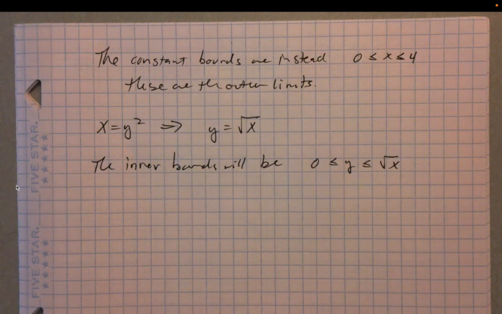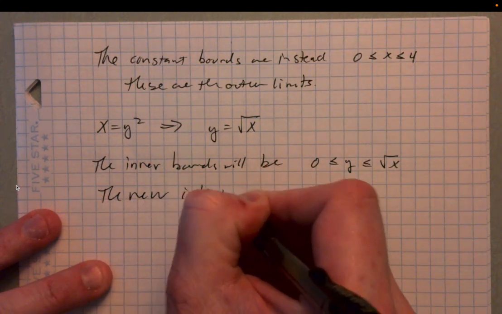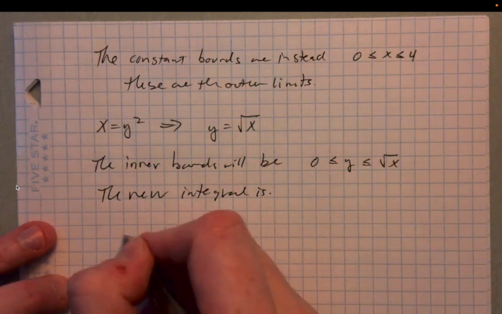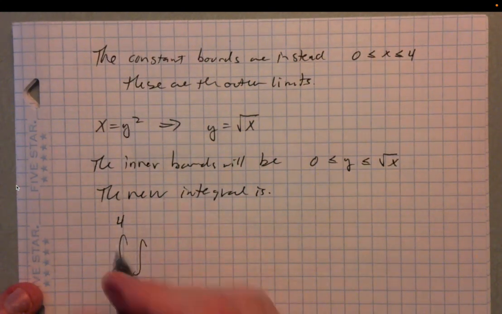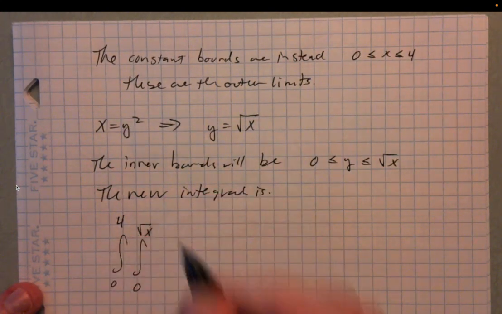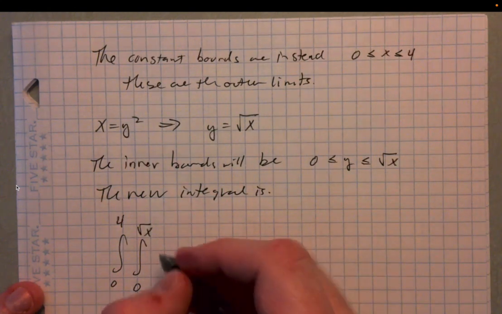Right, so the outer limits change from 0 to 2 to 0 to 4, and the inner limits change from y squared to 4 to instead 0 to square root of x. So the new integral is a double integral, going from 0 to 4, and then from 0 up to the square root of x. And instead of dx dy, it's now going to be dy dx.